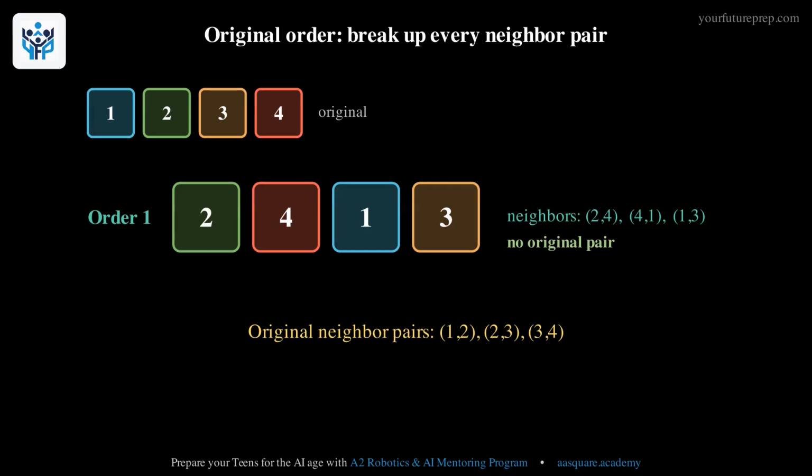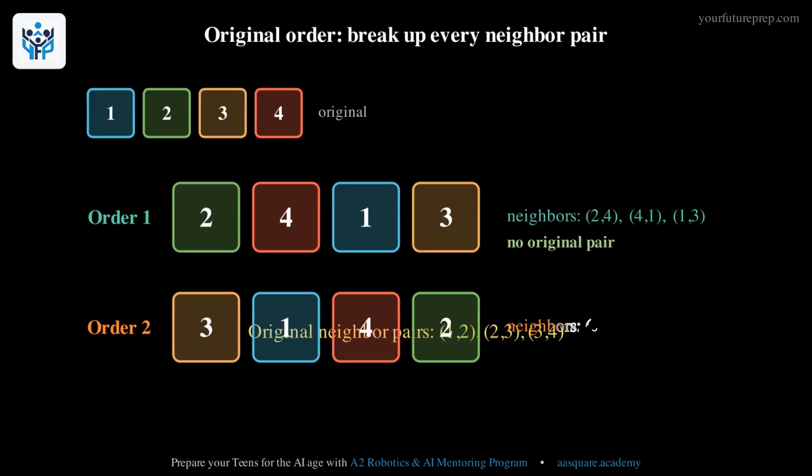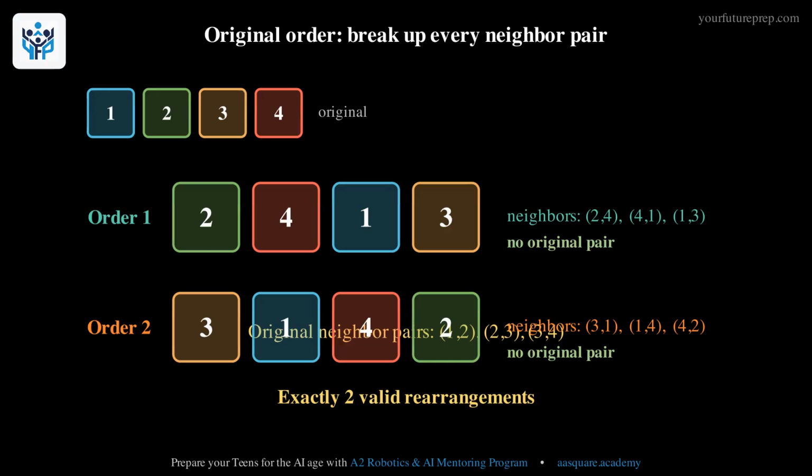The first is 2, 4, 1, 3. Its neighbor pairs are 2 and 4, 4 and 1, and 1 and 3. None of these is an original pair. The second is 3, 1, 4, 2. Its neighbor pairs are 3 and 1, 1 and 4, and 4 and 2. Again, none is an original pair.